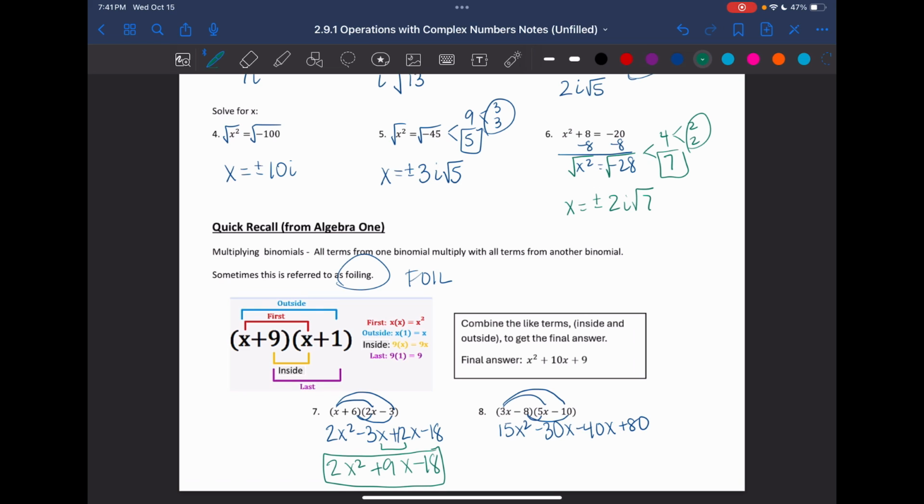Again, you're going to combine your like terms, and if you follow the FOIL method of first, outer, inner, last, you're always going to have those inner terms be the ones that you need to add together. So we have 15x squared minus 70x plus 80.